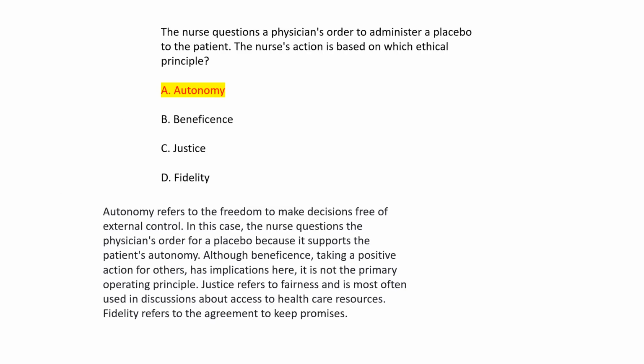Answer A. Autonomy. Autonomy refers to the freedom to make decisions free of external control. In this case, the nurse questions the physician's order for a placebo because it supports the patient's autonomy. Although beneficence, taking a positive action for others, has implications here, it is not the primary operating principle. Justice refers to fairness and is most often used in discussions about access to healthcare resources. Fidelity refers to the agreement to keep promises.